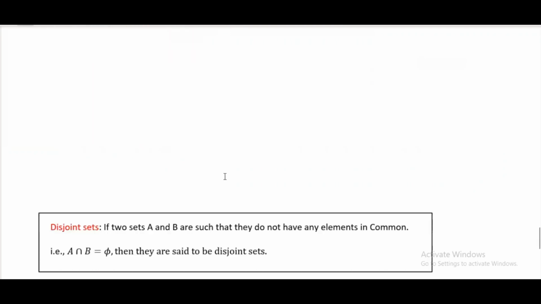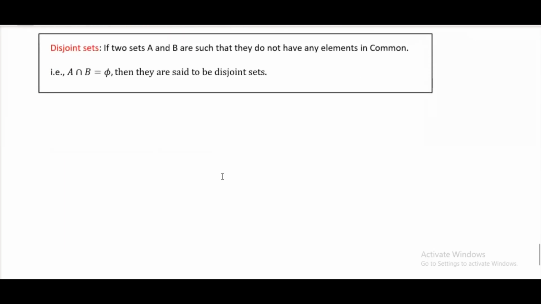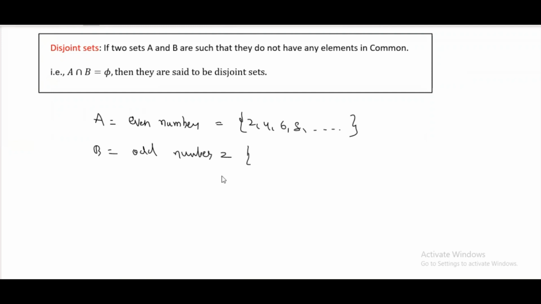Let's see disjoint sets. What is meant by disjoint sets? If I take any two sets, like set A is a collection of even numbers, so we can take 2, 4, 6, 8, positive even numbers, and so on. And for set B, I'll take the collection of odd numbers, so I get 1, 3, 5, 7, 9.